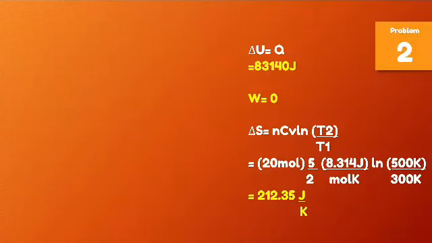The formula for delta S is equal to nCv ln of T2 over T1. Substitute all the given. 20 moles times 5 halves times 8.314 J per mole K ln 500 K over 300 K. And it is equal to 212.35 J per K.